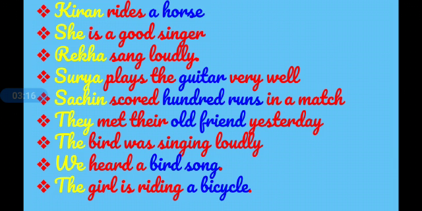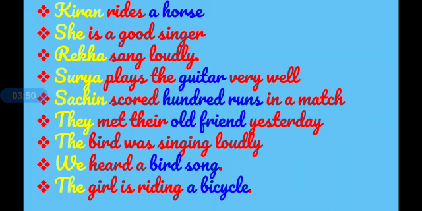They met their old friend yesterday. In this sentence, what is the verb? Met. Who met? They met. So they is the subject. Whom had they met? So we have to ask the question what, or to whom also. Whom have they met? Their old friend. So an object can be a thing and it can be a person also. Old friend is the object.